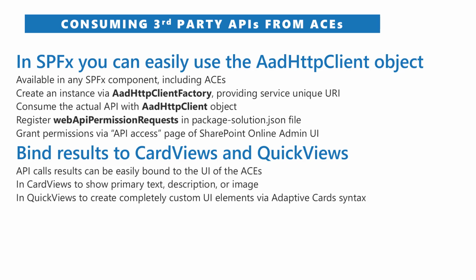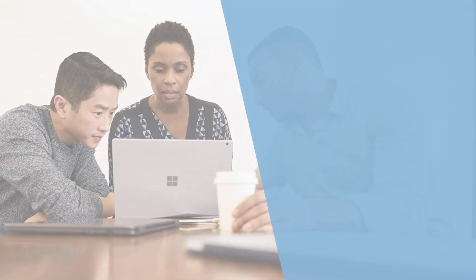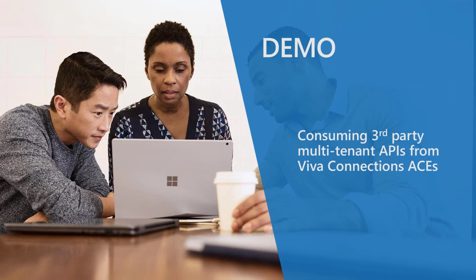Once you have done that, you can do the data binding of the results of your APIs to the UI of the adaptive card extensions, which can be done targeting the card views and, for example, configuring the content of the primary text, of the description, or of the image that you will show through the card views of your adaptive card extension. Or you can configure the binding in your quick views using the adaptive card syntax and creating whatever kind of UI you like: a grid, a list, or any advanced UI scenario based on the adaptive cards syntax. So let me move to the demo environment and let me show you how to do that with adaptive card extensions.